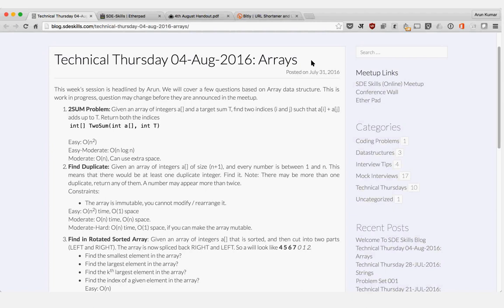Just a question. What was that handout about? In the etherpad, I've just added a link to a handout. It's basically the same things but with some solutions. Oh, okay. Most of the questions have some kind of code there. It may not be bulletproof. I've not tested it, but mostly it gives you an idea of what the solution is. Okay. Thank you.